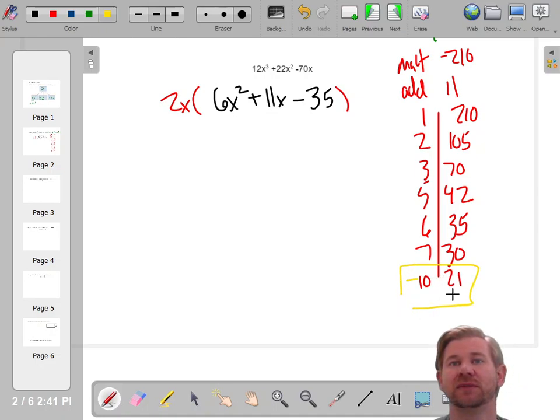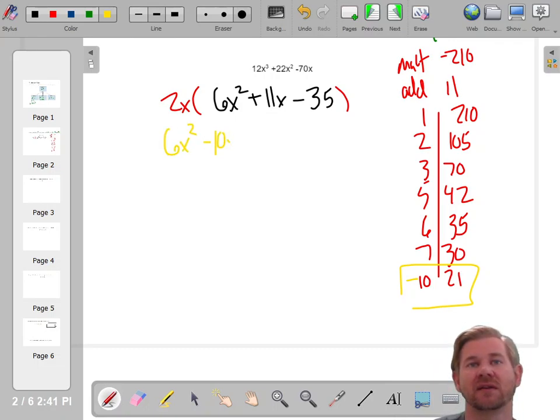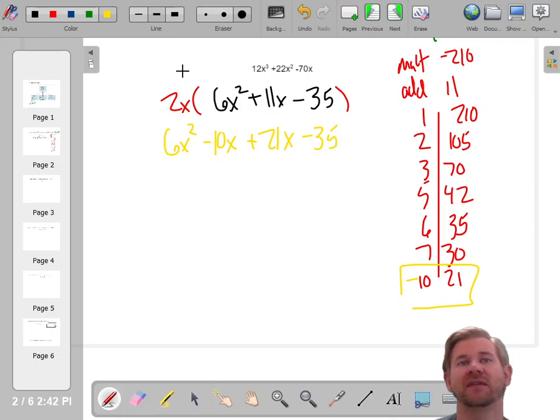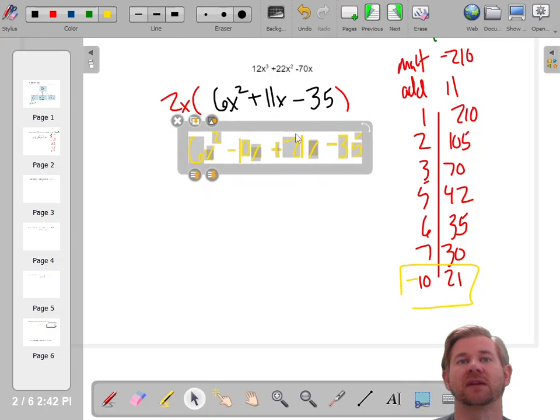They multiply to negative 210 and they add to positive 11. So I'm going to split the middle. 6x squared minus 10x plus 21x minus 35. I'm ignoring this 2x for right now. I'm just factoring the part in black, and it's split the middle because I took that middle term 11. I'll square it up a little bit.